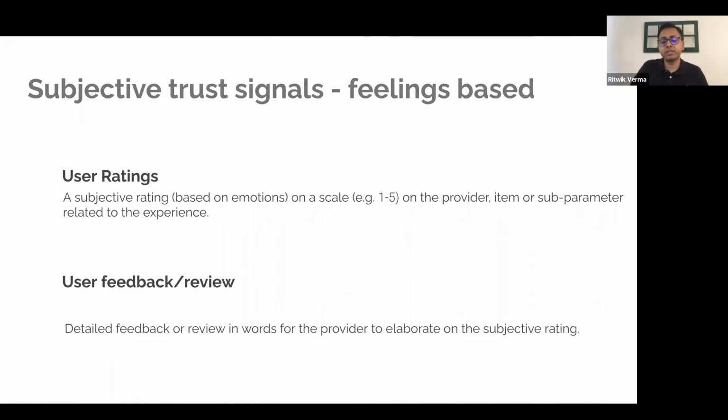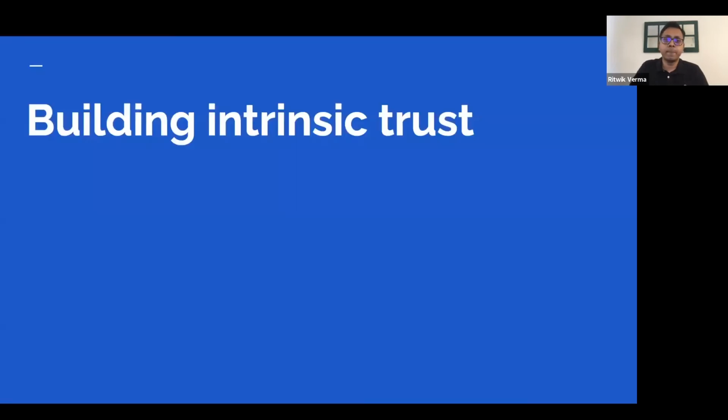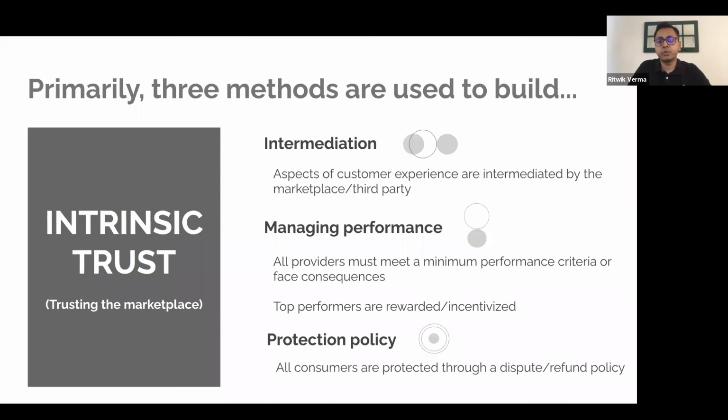Now that we understand these two types of signals, let's go ahead and look at how companies build intrinsic and extrinsic trust. Intrinsic trust, which is trust in the marketplace itself, is built through three methods primarily. The first is intermediation. A marketplace may want to control some aspects of the customer experience. Although the definition of a marketplace is a platform which connects providers and consumers, there are multiple steps in which this connection happens.